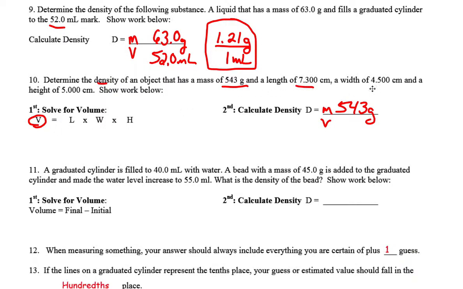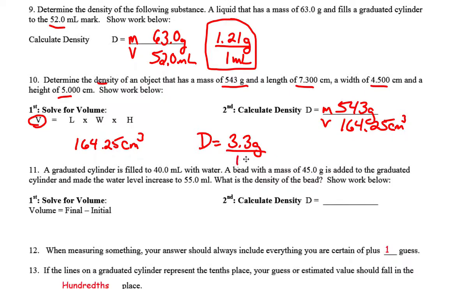So let's solve for volume. Let's multiply this length times the width times the height. When you do that, you get about 164.25 cubic centimeters. The centimeters end up cubed. So 164.25 cm3, divide the two, and you get, for a final answer, density equals about 3.3 grams, again the units don't cancel, for every 1 cubic centimeter. So if I had a little box of this sample, and it had dimensions of centimeter by centimeter by centimeter, then it would have a mass of 3.3 grams. If I put it on a scale, that's its mass.